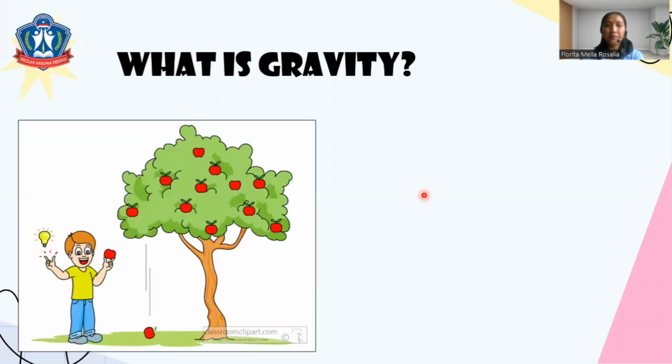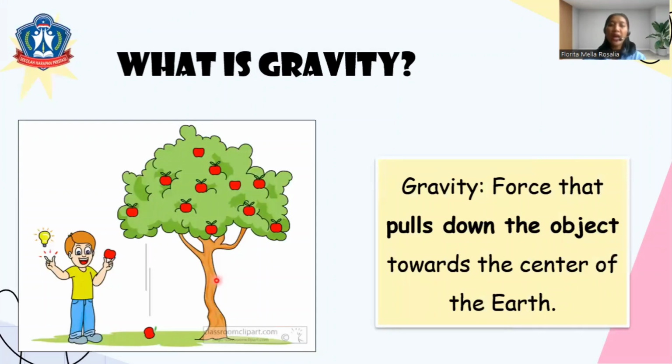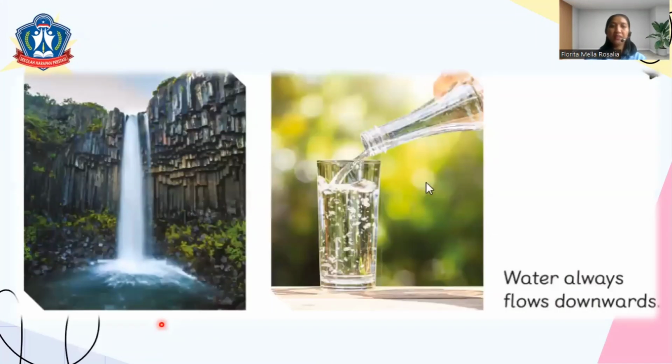What is gravity? If you see this illustration, the apple is falling down. So gravity is a force that pulls objects down towards the center of the Earth. The other example is when water always flows downwards. So that's all for our discussion in chapter 6.